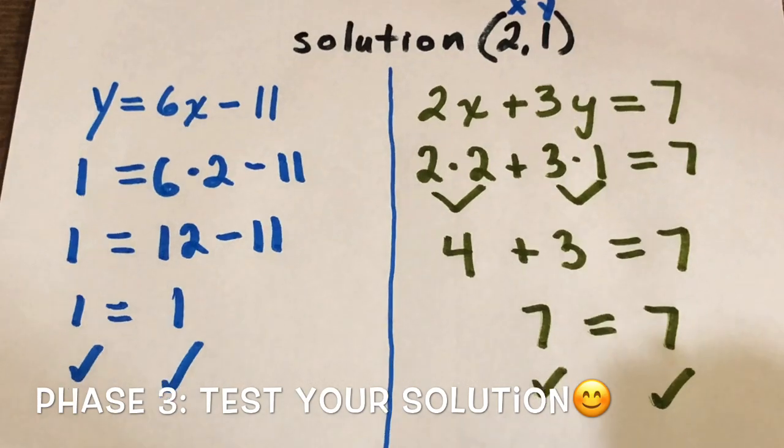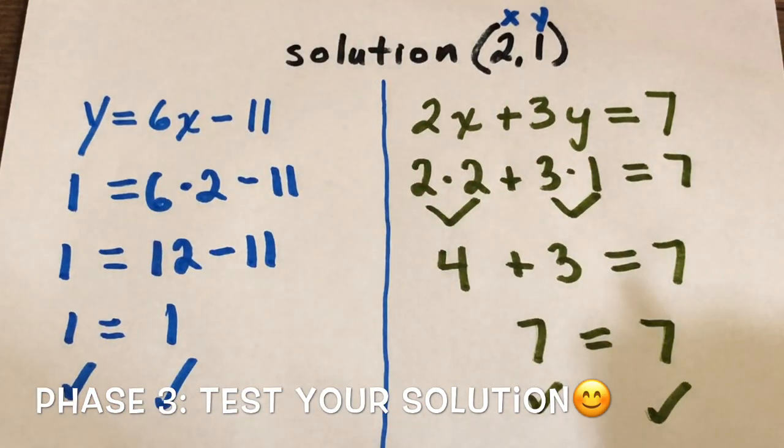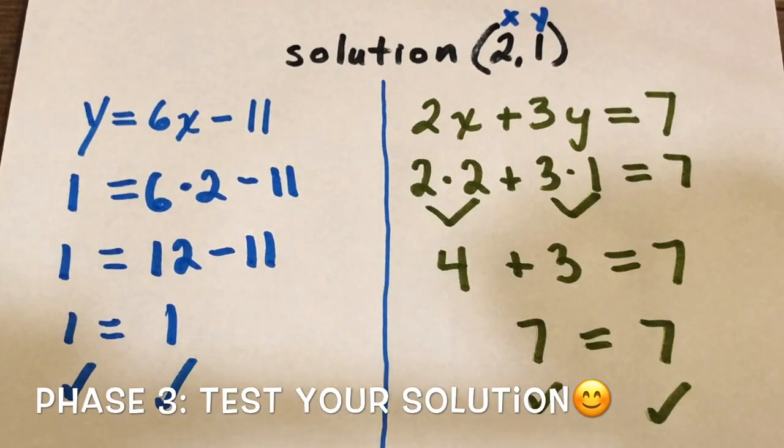So now we found out that this here, 2, 1, is actually the correct coordinate for these two linear equations.